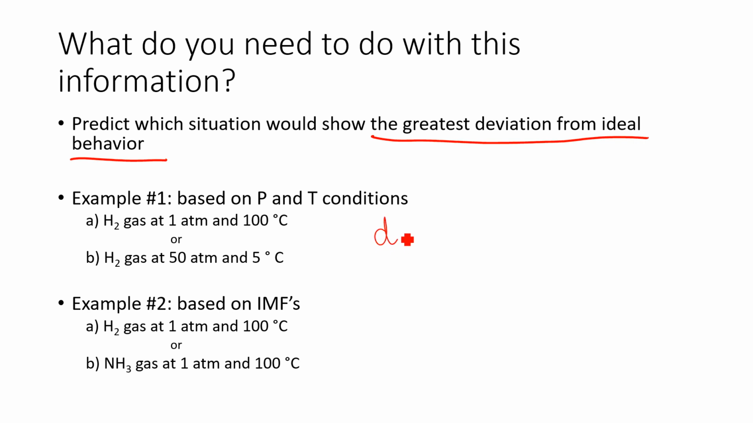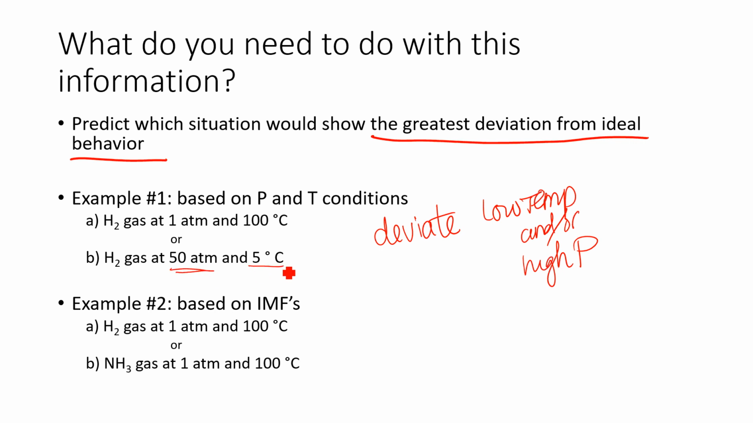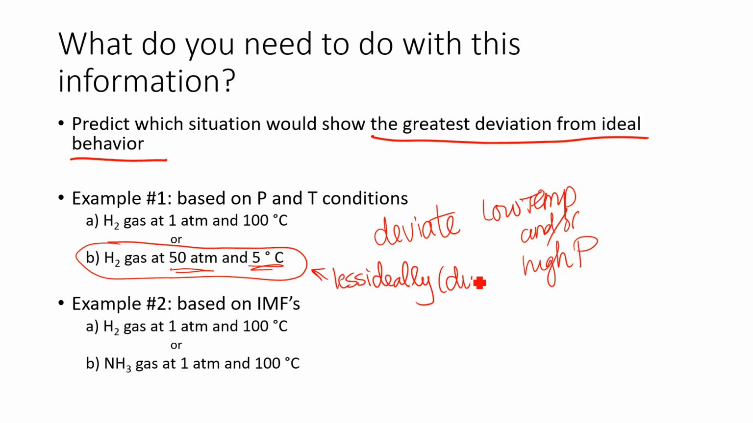And we know that we are going to deviate more under low temperature and/or high pressure situations. Those are the situations when the molecules are really tightly packed together. So it looks like this is a really high pressure and low temperature condition. So I'm going to expect this sample to behave less ideally. It's going to deviate more from ideal behavior. This gas would behave more ideally.